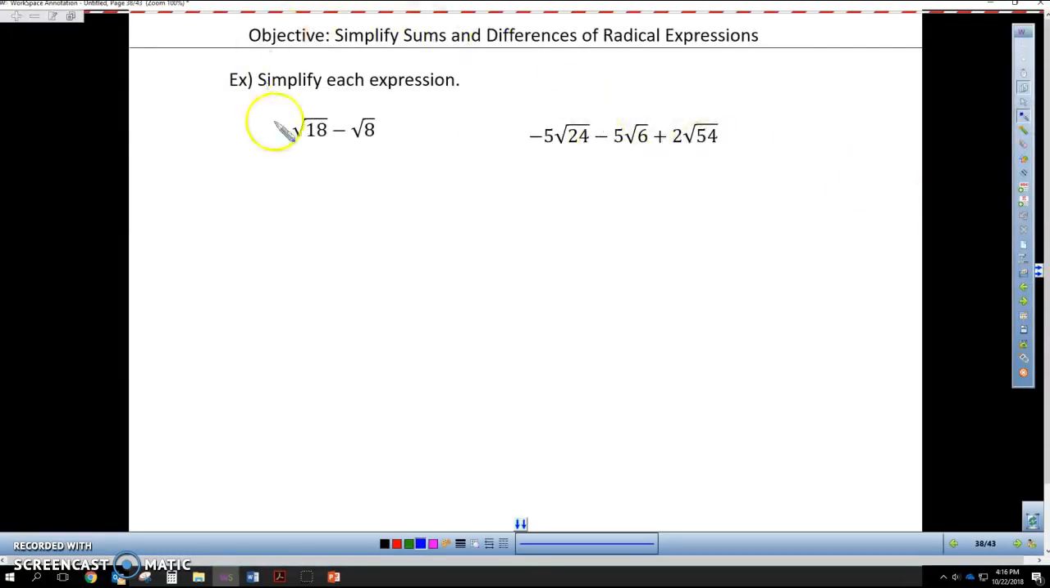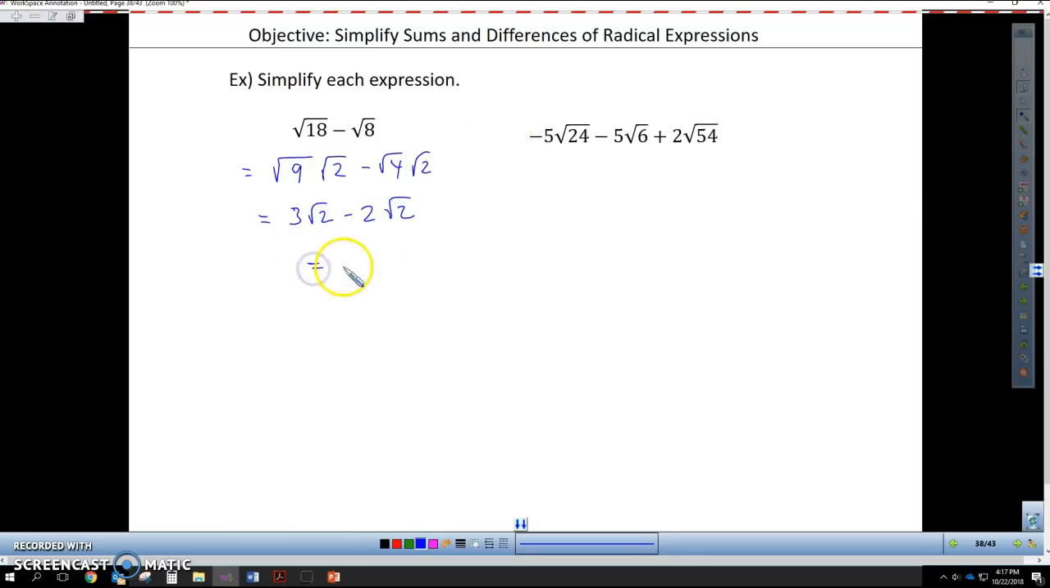All right, moving right along. Here, now notice I don't have any same radicands. I don't have any like terms. So what we're going to have to do is reduce. I can rewrite 18 as the square root of 9 times the square root of 2 minus square root of 4 times square root of 2. So this is 3 root 2 minus 2 square root of 2. 3 take away 2 is just 1, and so our answer is the square root of 2.